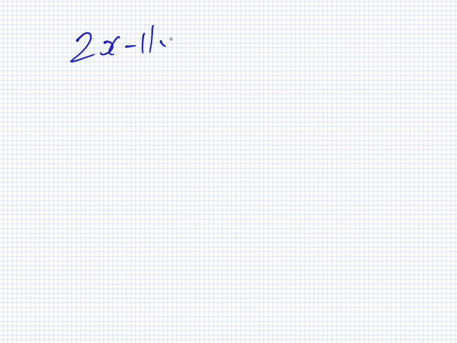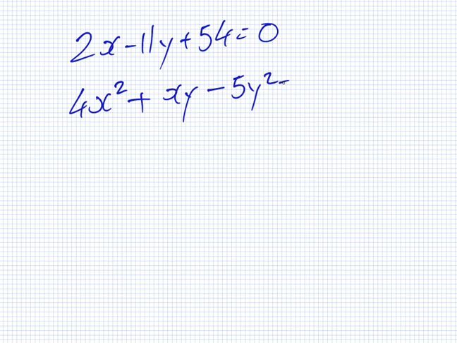2x minus 11y plus 54 equals 0. 4x squared plus xy minus 5y squared equals 0. Right, why did I say this one is more difficult? What's making it more difficult here? Implicit function, that's true. But just break it down simply. Why is this more difficult than the previous one?